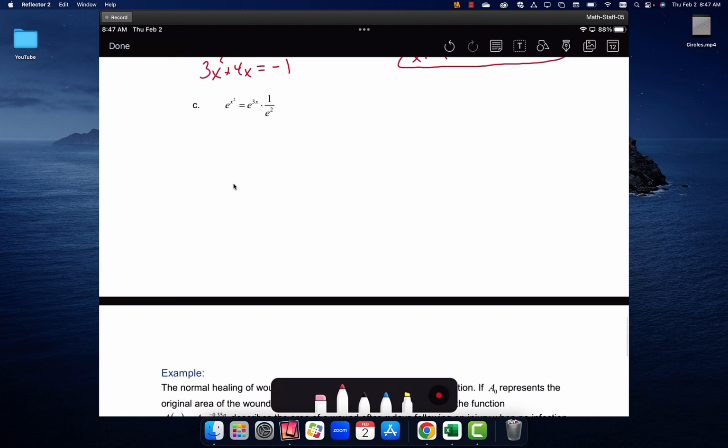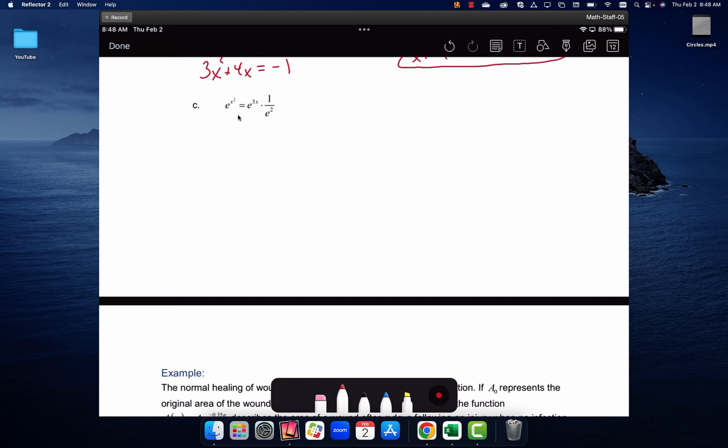In the next example, we have a bunch of e's. Don't let those e's throw you. E is just a number, kind of like pi, right? Pi is a number that we use a lot in the math world. E is another number that just comes up naturally often in math and really in nature. You don't have to worry about its value. Just know that E is a number similar to pi.